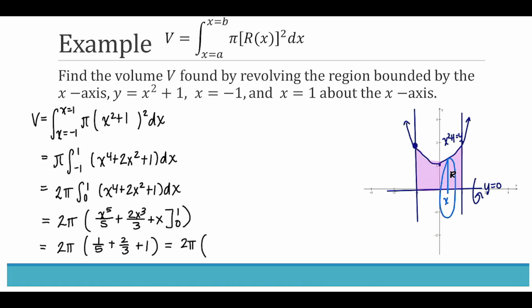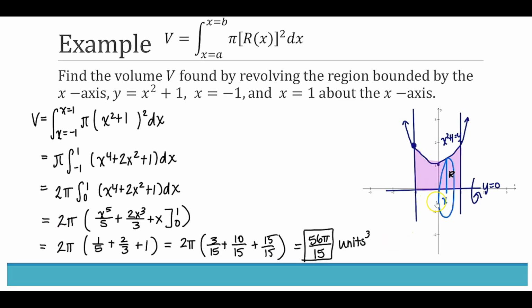I have 2π, and then I'm going to have a common denominator of 15. So 3/15, 10/15, and 15/15. And that's going to give me 2 times 28, so we're going to have 56π/15. And again, we are finding a volume, so here it would be units cubed.